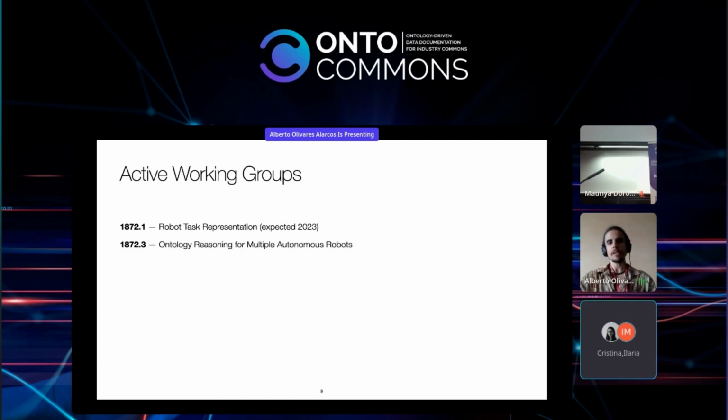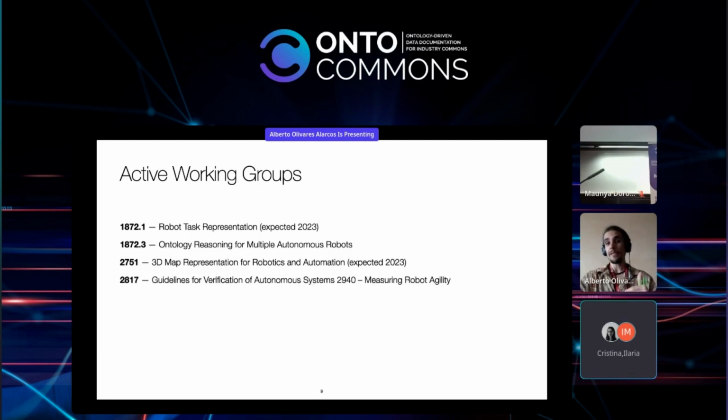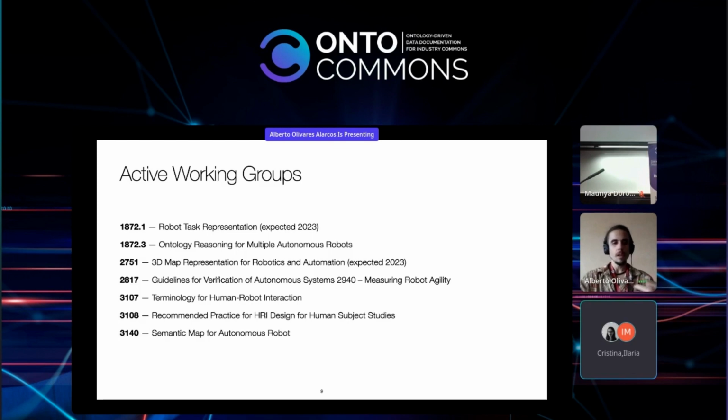One about robot task representation, ontology reasoning for multiple robots. I'm the vice chair of that one. And then there are other ones like 3D map representation, which is a kind of extension of the previous one that we saw before. And there are also others about terminology for human-robot interaction, recommended practices for human-robot design subject studies, and so on. What I'm trying to give you here is the perspective that in this Robotics and Automation Society from the IEEE group, we are not only developing standards on ontologies, but also on other things.